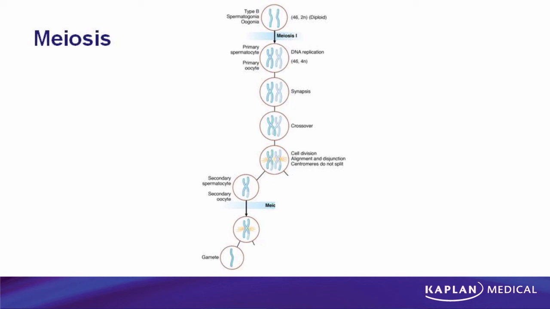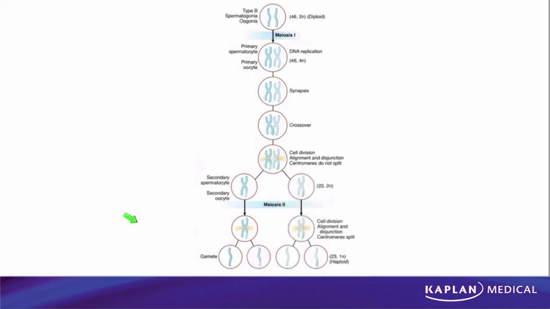Okay, let's go back to our original diagram and talk about the timing of these events. First, in males. In males, the process of differentiation to go from a mitotically active spermatogonium to a meiotically active primary spermatocyte does not start until after puberty.